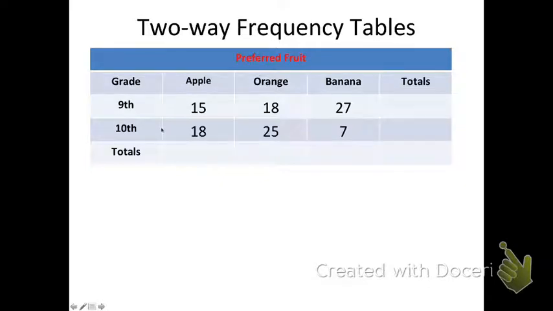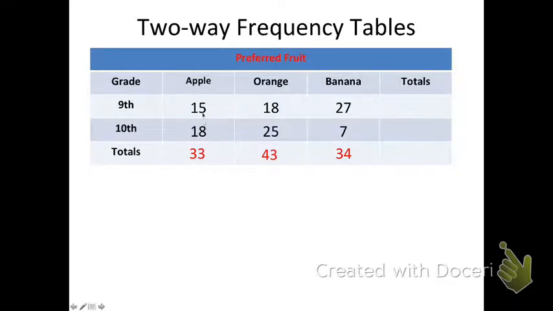Whenever you're given a two-way frequency table, you need to total the columns and rows. So if we have 15 9th graders and 18 10th graders that like apples, we have a total of 33 students that like apples. If we have 18 9th graders that like oranges and 25 10th graders that like oranges, we have a total of 43 students that like oranges. And if we have 27 freshmen that like bananas and 7 sophomores that like bananas, we have 34 total students that like bananas. And now we have totaled up the individual fruits.